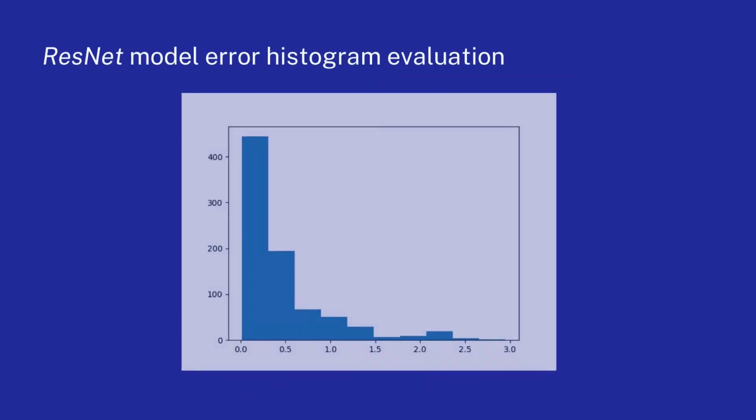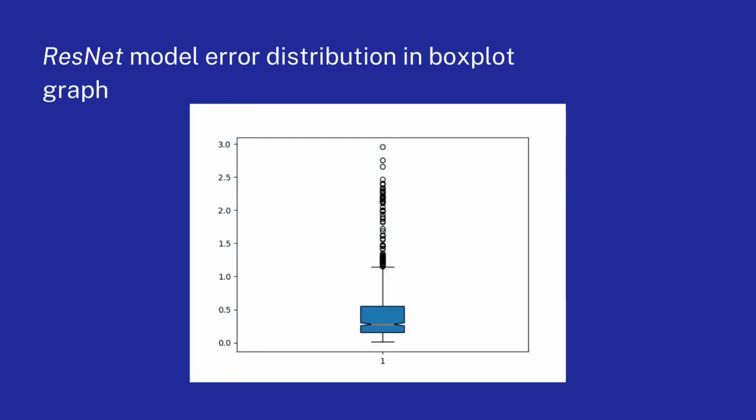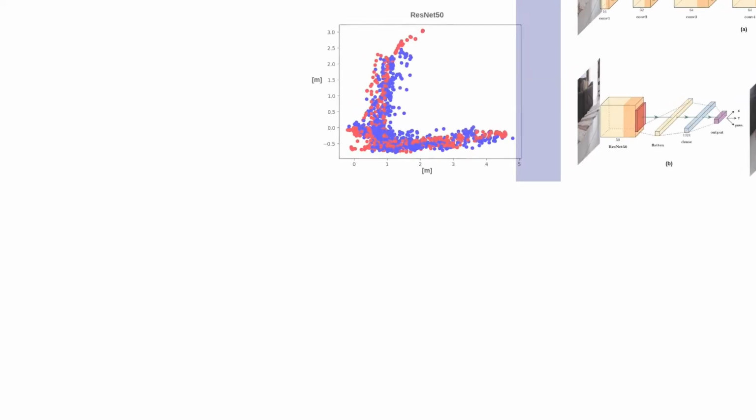We have a histogram of the ResNet model that shows that most of our errors are below the mean error. We also have a box plot to see the distribution of our error, and it also shows us that most of our errors are below our mean error.